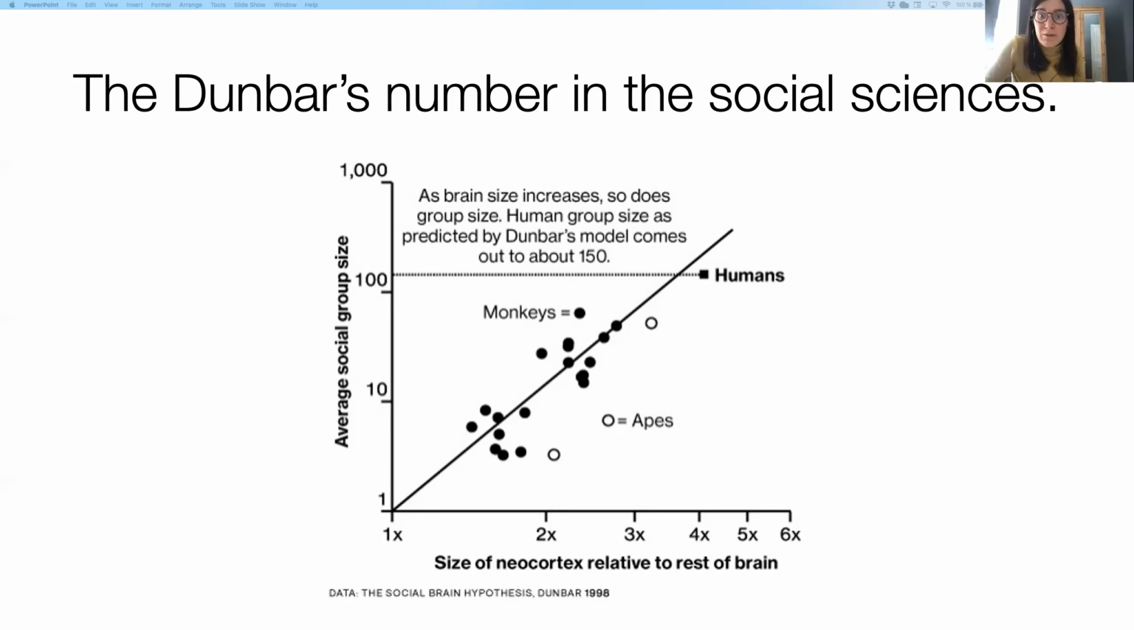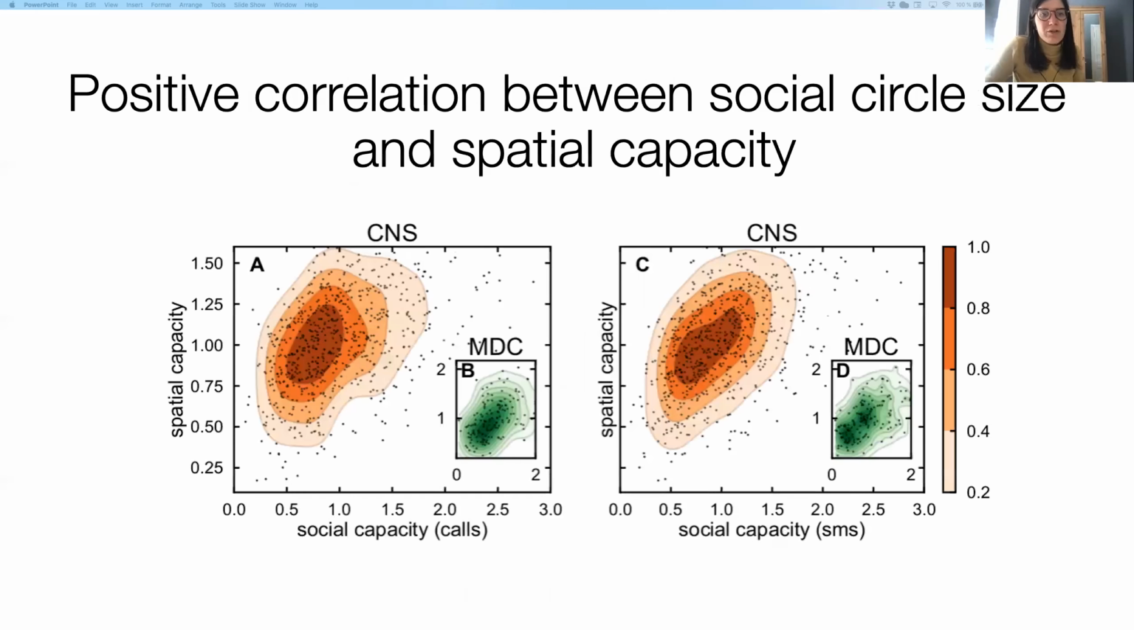And what we did was to look at a correlation between the social capacity, so the number of contacts that individuals keep over time, versus the spatial capacity. We could do this because we have data sets that are extremely rich, so not only capture human mobility, but also social interactions. So we could do it for the CNS data and for the NDC data that both collect trajectories and interactions.